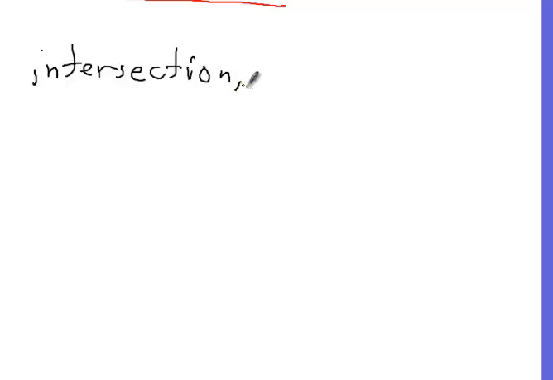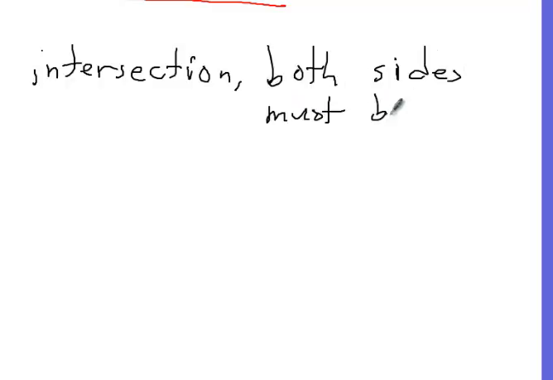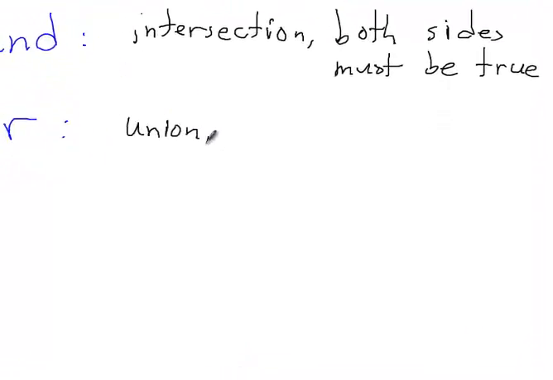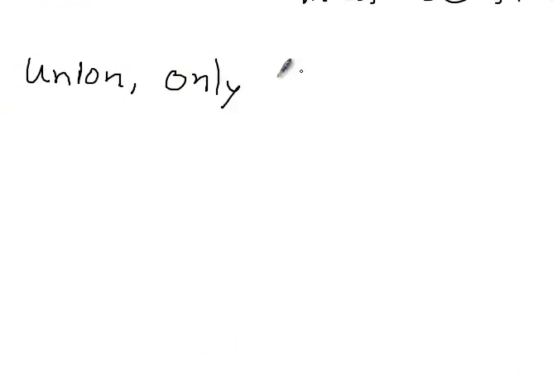An and basically means the intersection, or both sides must be true, and or is the union, or only one side must be true.